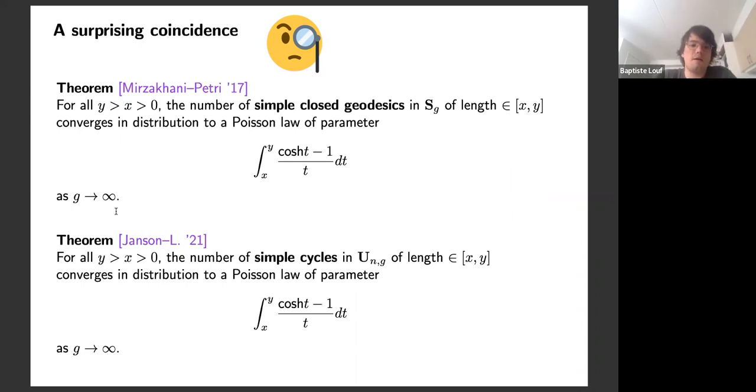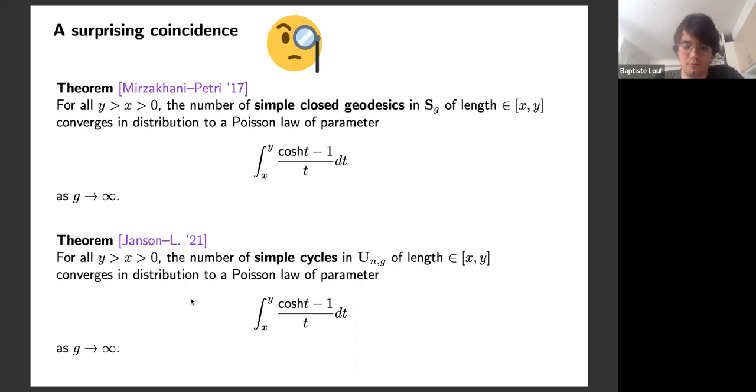And what we did last year with Svante Janson is that we took our model of unicellular maps, and this time we counted simple cycles. That's the right notion of curves in the world of maps, and again of length in a given interval. Let me remind you that we have rescaled the graph distance, so that it makes sense to have a continuous interval. And we have found that as the genus goes to infinity, we obtain exactly the same distribution.